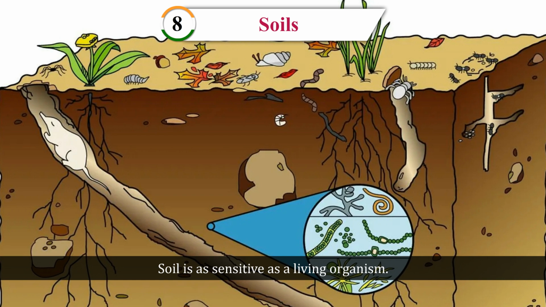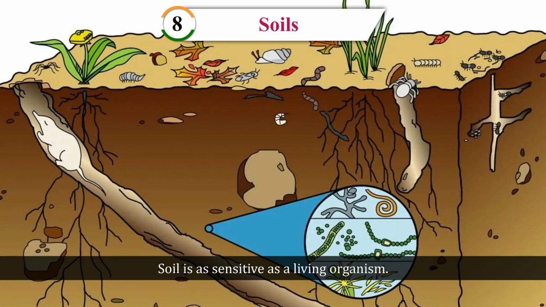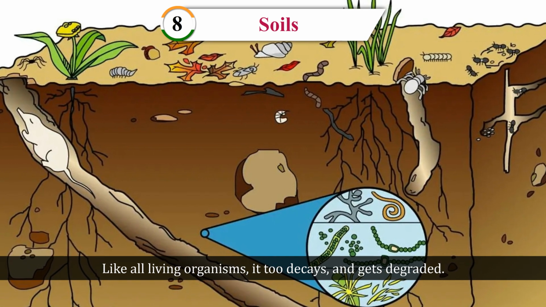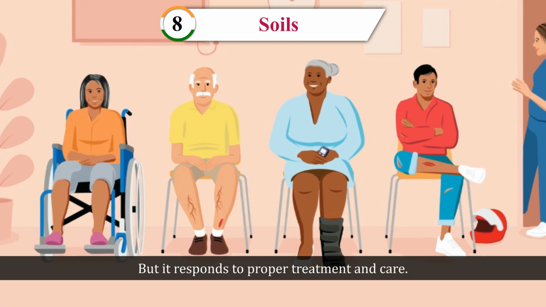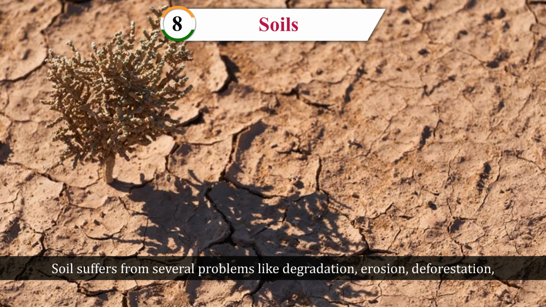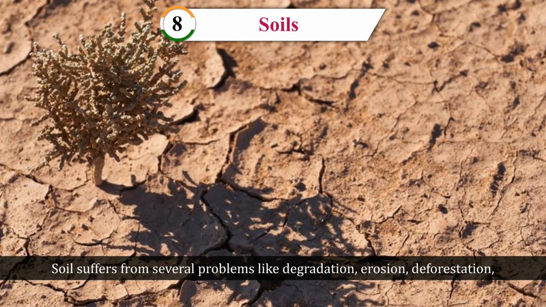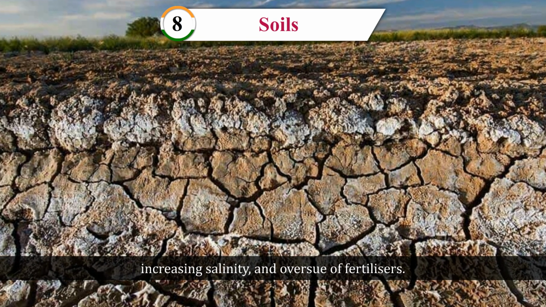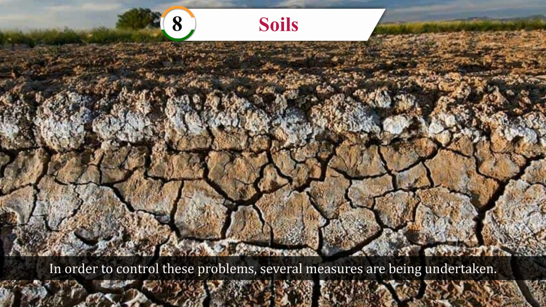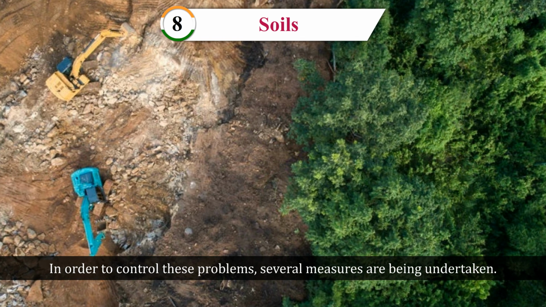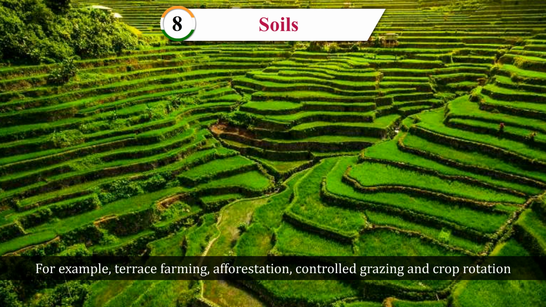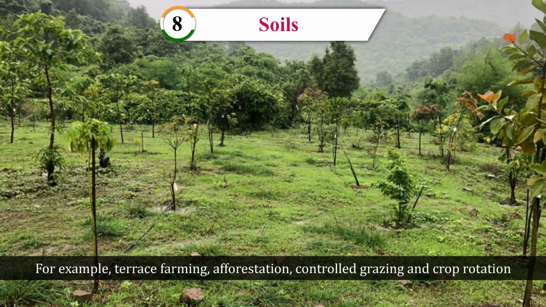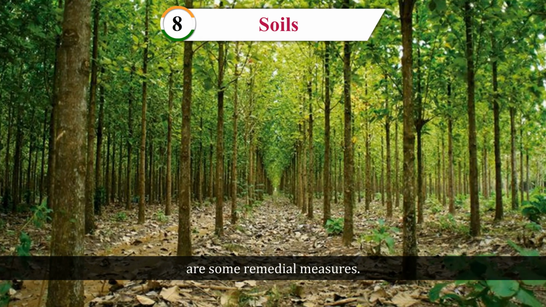Soil conservation. Soil is as sensitive as a living organism. Like all living organisms, it too decays and gets degraded, but it responds to proper treatment and care. Soil suffers from several problems like degradation, erosion, deforestation, increasing salinity and overuse of fertilizers. In order to control these problems, several measures are being undertaken. For example, terrace farming, afforestation, controlled grazing and crop rotation are some remedial measures.